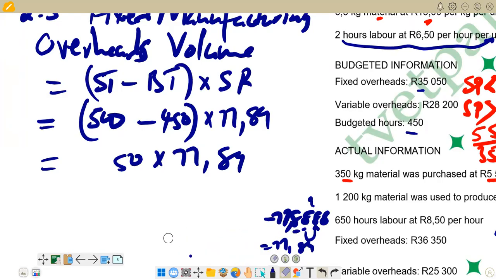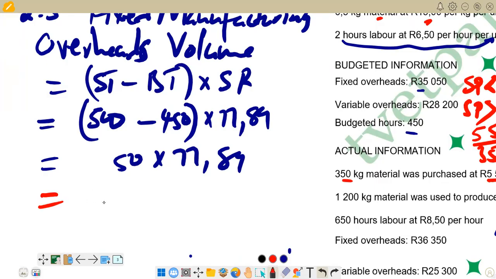So we can now multiply those two to get the variance. We are saying 50 times 77.89. We are going to get 3,894.50. So this is what we have in terms of the variance.